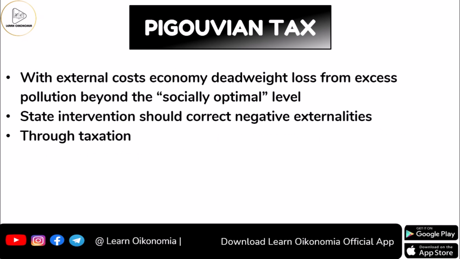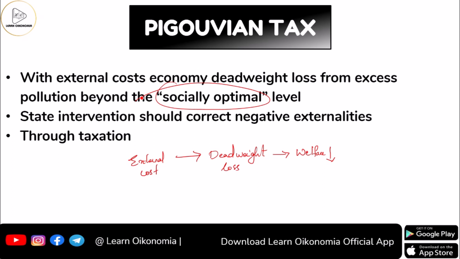Now, whenever there is this kind of external cost, it will lead to a situation of dead weight loss. With dead weight loss, the overall economic welfare is reduced; the welfare of the economy comes down. This happens whenever the pollution goes beyond the socially optimal level. And here what you need is state intervention. The government should come in such a manner that it imposes a tax on the producer of these external effects or external cost.